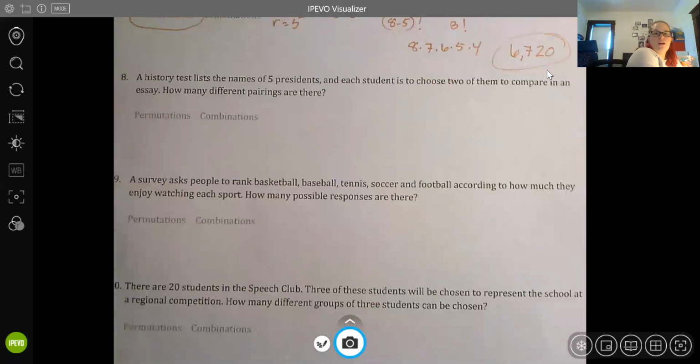All right, a history test lists the names of 5 presidents. Each student must choose 2 of them to compare in an essay. How many pairings are there?